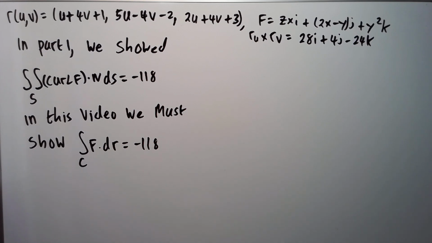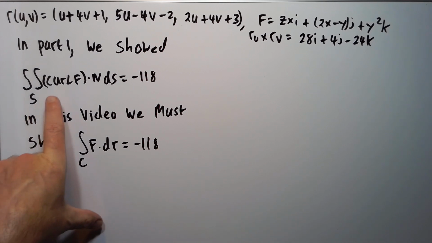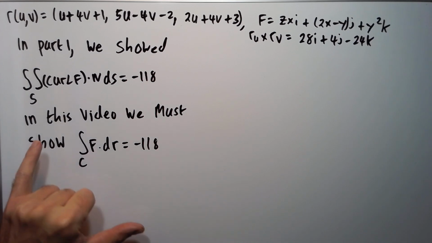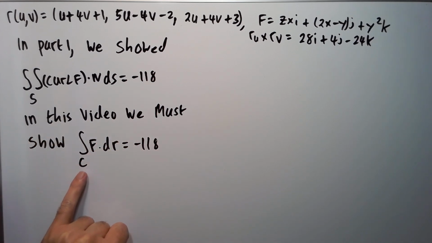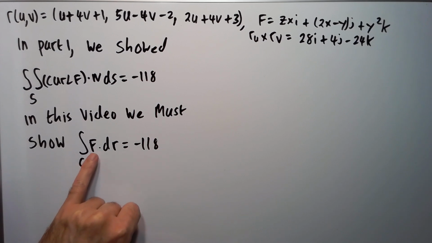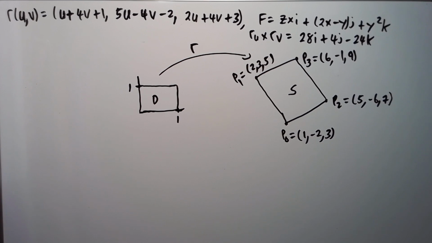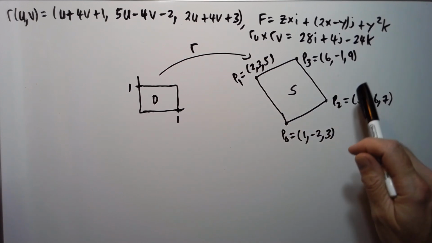Okay, so in part one of this parallelogram example, verifying Stokes' theorem, we showed that the flux of the curl of f across our S, here a parallelogram, which I'll draw in a second, was equal to negative 118. So in this video, we need to show that the line integral of f around the boundary is negative 118. So let me draw my parallelogram again. So here's my parallelogram with P0, P1, P2, and P3.